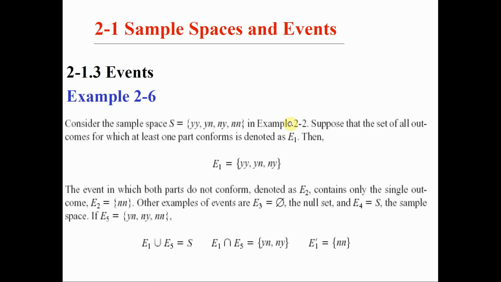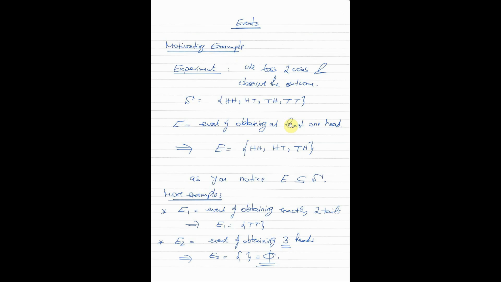Perhaps let me try to mention an example here in terms of our motivating example. We're tossing two coins and we observe the outcome. Our sample space contains all possible outcomes from heads, heads until tails, tails. We defined an event E, which is the event of obtaining at least one head: heads, heads, heads, tails, tails, heads. Let's define another event and call it E1, the event of obtaining exactly two tails, which means E1 contains only TT.